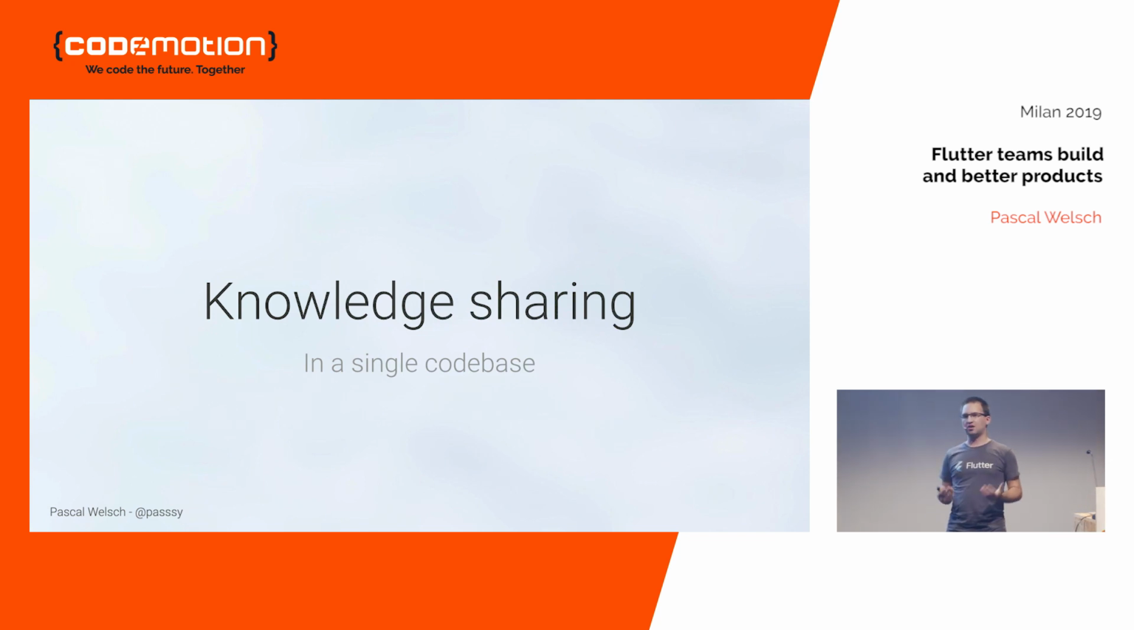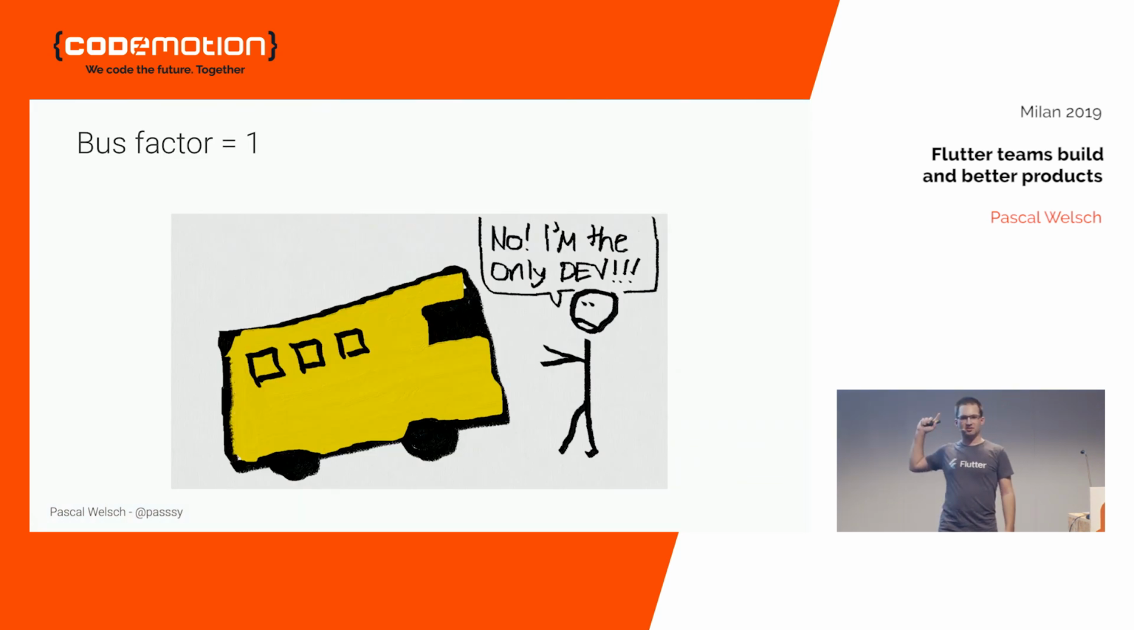One benefit of Flutter apps is that they have a single code base. And a single code base means that you can share all your knowledge in that code base, and everyone is working with the same code. We never want this to happen. If you're used to the term bus factor, it's basically the number of developers who can be hit by a bus and your project is not risked or is not stopped. So development can just continue. You want to have a bus factor of at least 2 or 3.